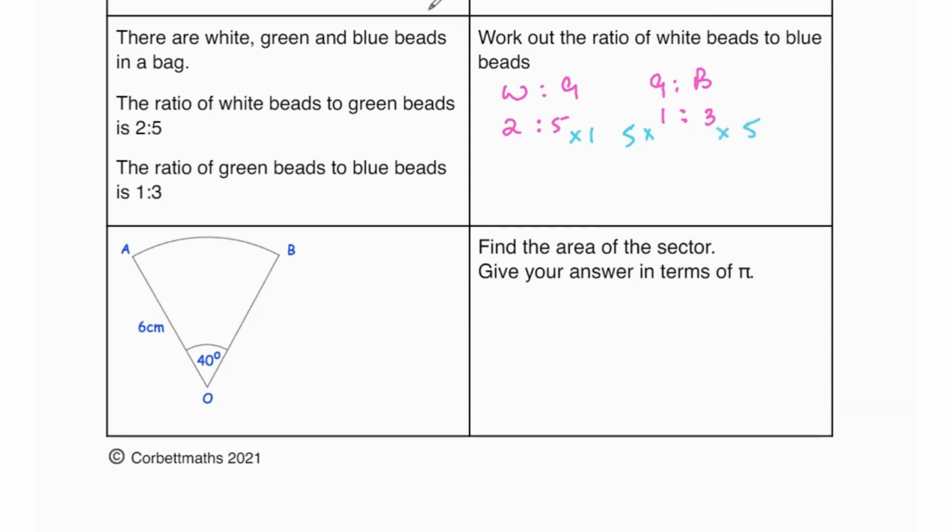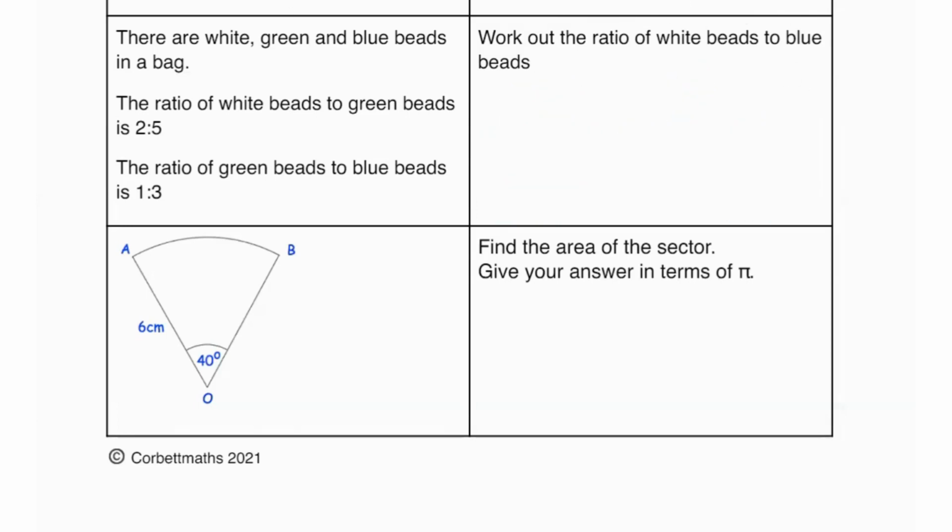So since we're multiplying green with 5, blue is also multiplied by 5. That was a part of that ratio. And over here, white has to be multiplied by 1. So that's going to be 2 is to 5 and 5 is to 15. Now, since green is the same, we can combine it as a single ratio, which is 2 is to 5 is to 15. So to find the ratio of white is to blue, that's going to be 2 is to 15. That is your answer.